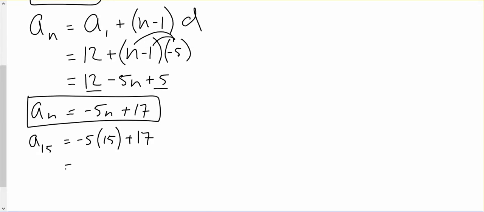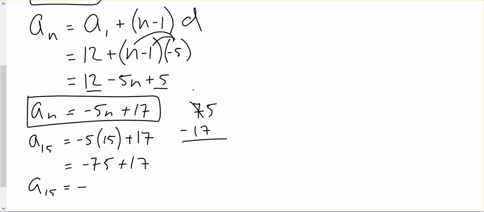So what do we need to do? Negative 5 and 15 makes negative 75 plus 17. If you remember, we have a negative and a positive, so we know our answer is going to be negative. Sign of the bigger sign, and then we take the bigger number, 75, and we subtract the smaller number, 17. And so that's 8. 6 minus 1 is 5, so that's negative 58.